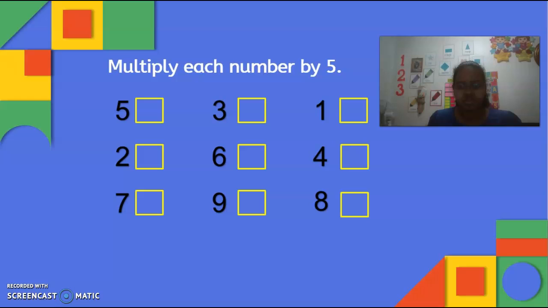After that, please multiply each number by 5. You're going to use the 5 times table here. And you're going to write here inside the square the result.